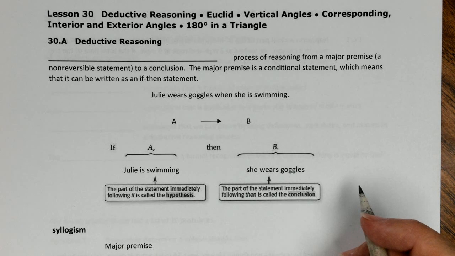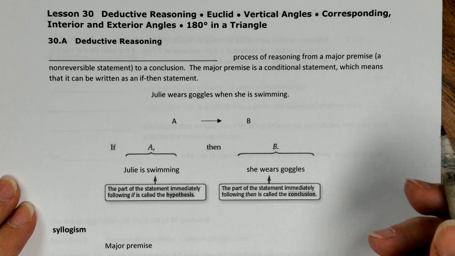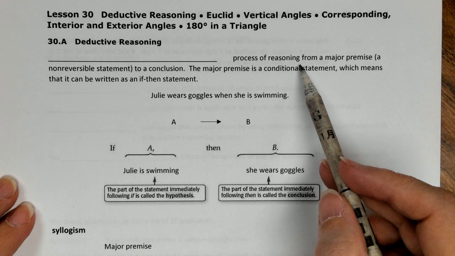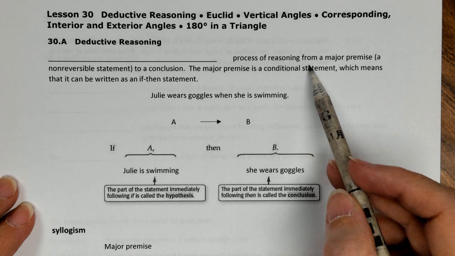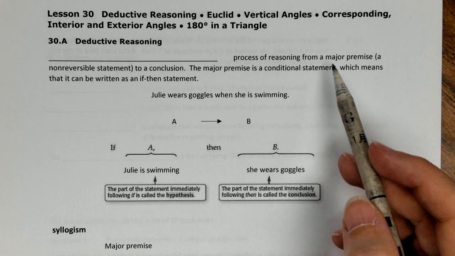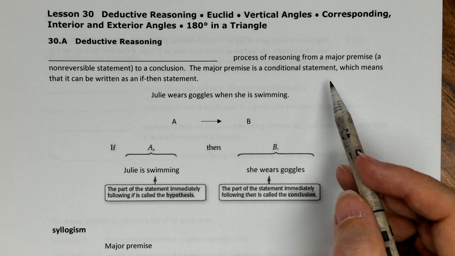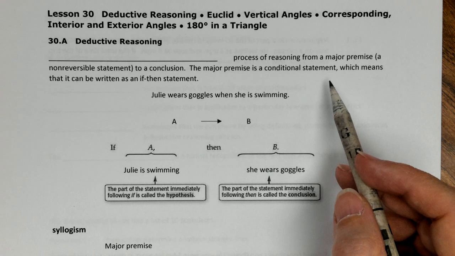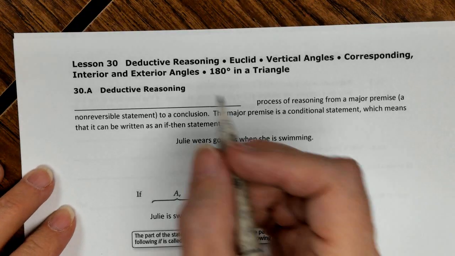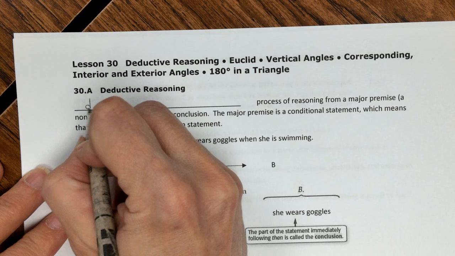Algebra 2, Lesson 30, Part A, is called Deductive Reasoning, and that's actually what goes in our first blank. Deductive reasoning is the process of reasoning from a major premise, which is a non-reversible statement. We'll get to these terms. So, reasoning from this statement to arrive at a conclusion. The major premise is a conditional statement, which means it can be written as an if-then. So we'll get into that. Let's just fill this blank in. Deductive reasoning.